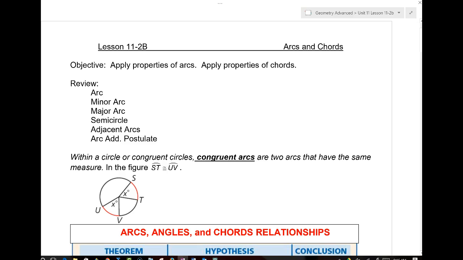All right, so with this one, guys, what's an arc? Just give me layman's terms. Don't give me fancy geometry right now.